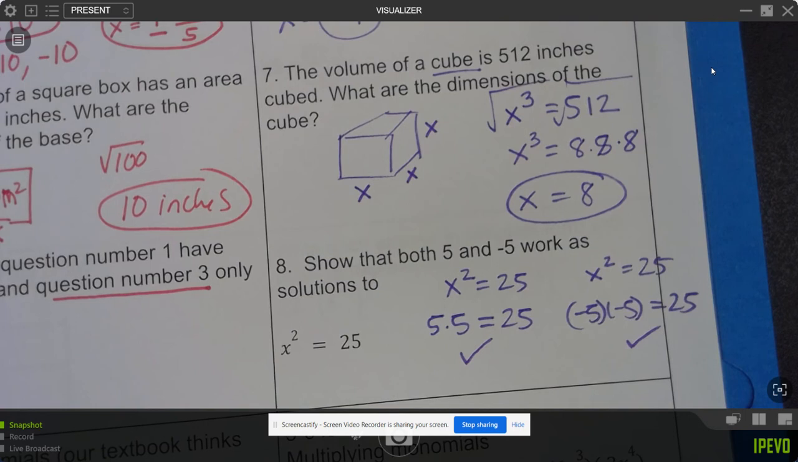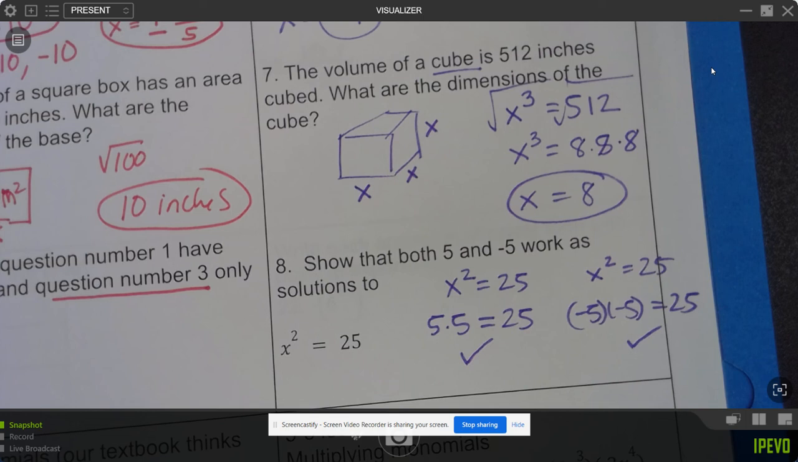And the solution to an equation is the number or numbers that make this statement true. As we move on, we're going to be finding multiple answers as you get into Algebra 1 and Algebra 2. Okay, that's it.